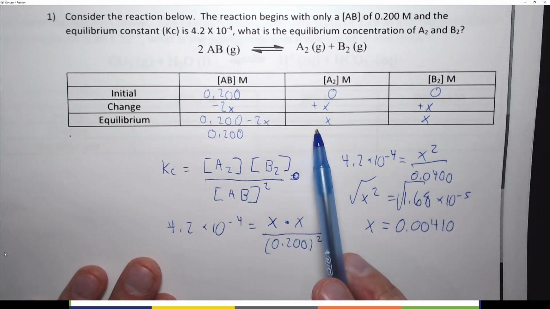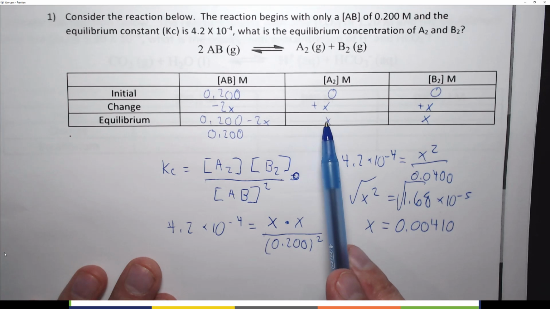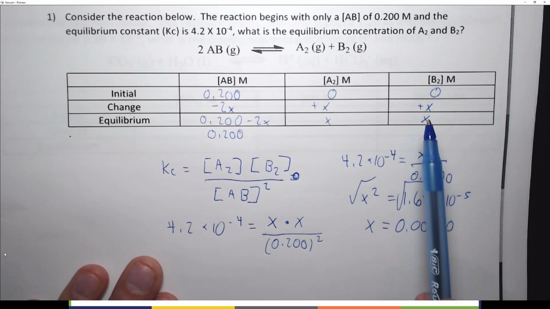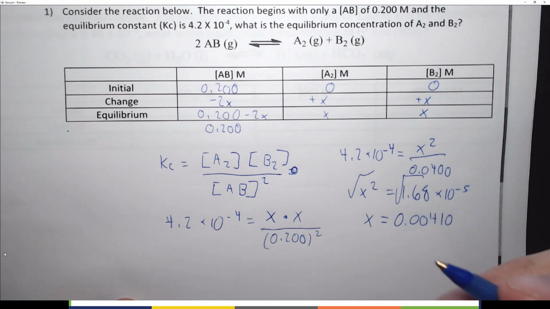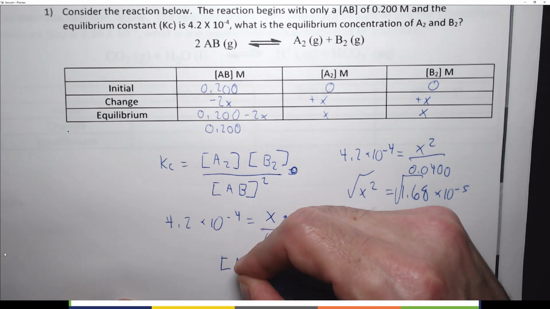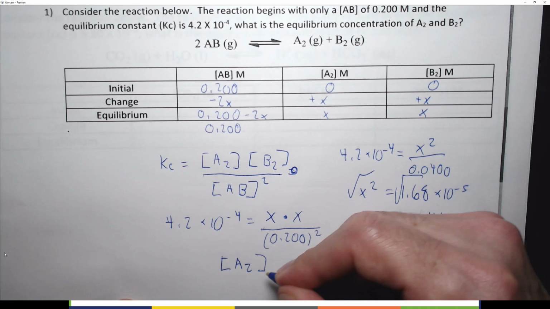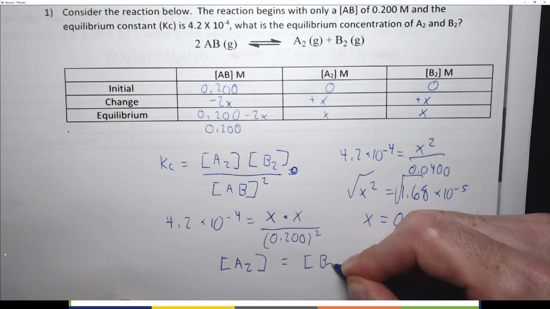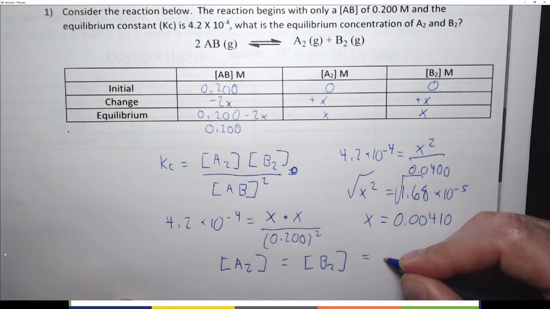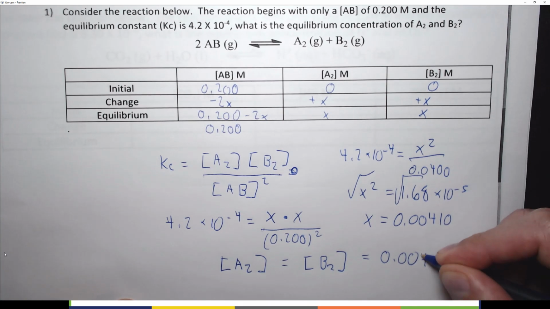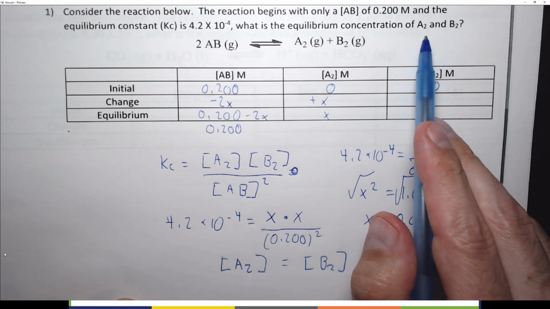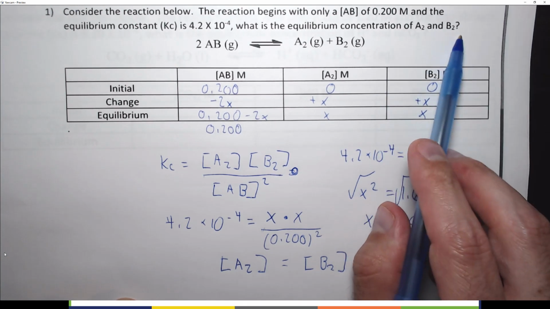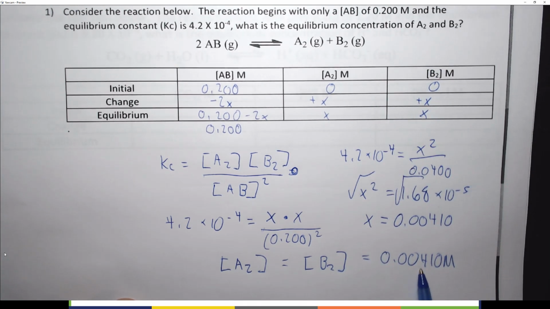What does this tell us? Well, in this case, this is the concentration of both of these, because they're both just x. Note that if this was 2x, you'd have to double it to find the concentration of B. So in this case, the concentration of A2 equals the concentration of B2, which equals 0.00410 molar. Remember, the original job was to find the equilibrium concentration of A2 and B2, which we have done in this way.